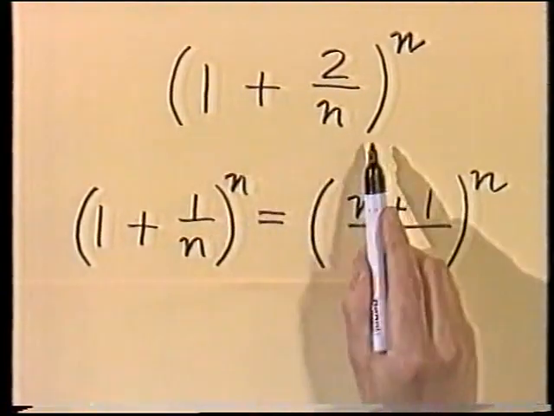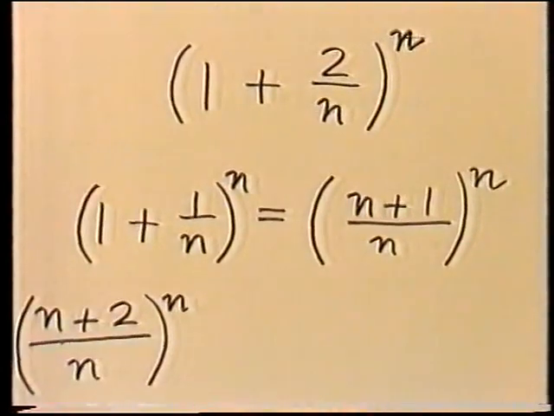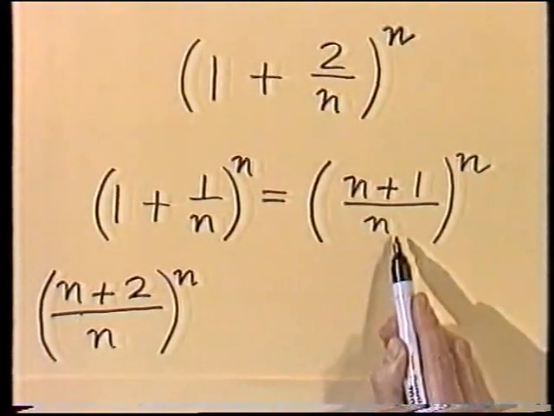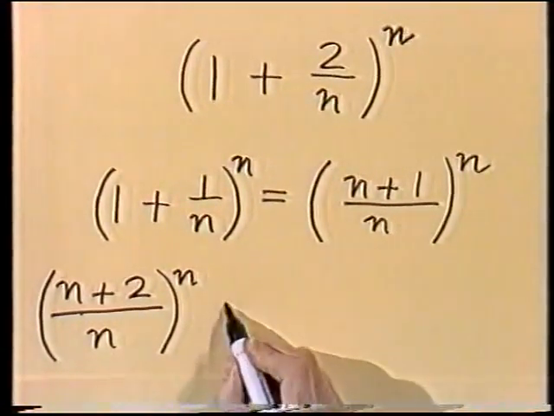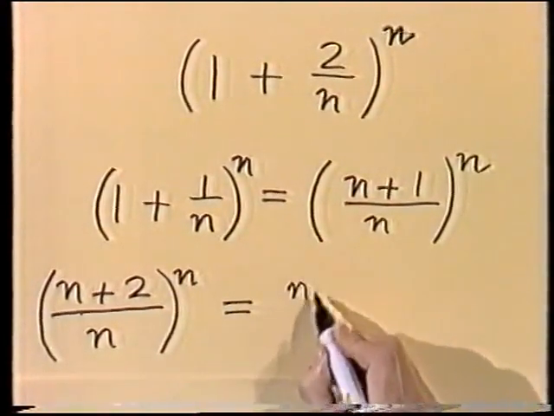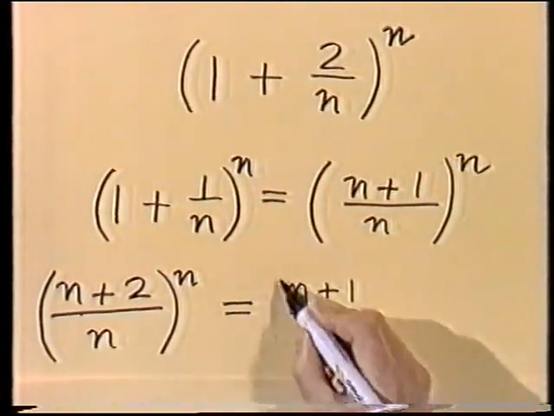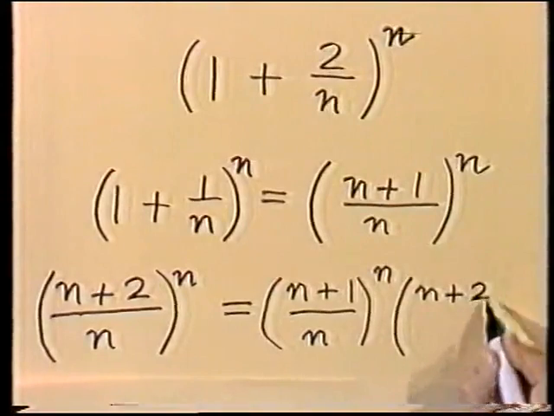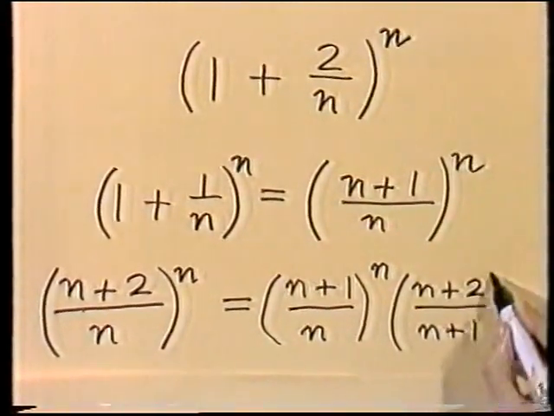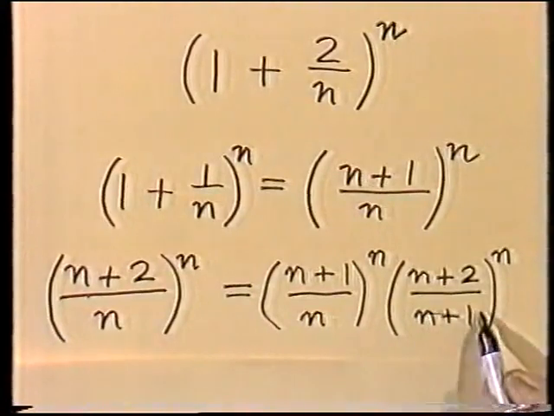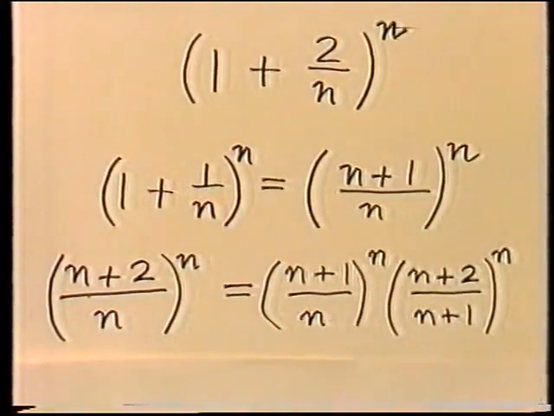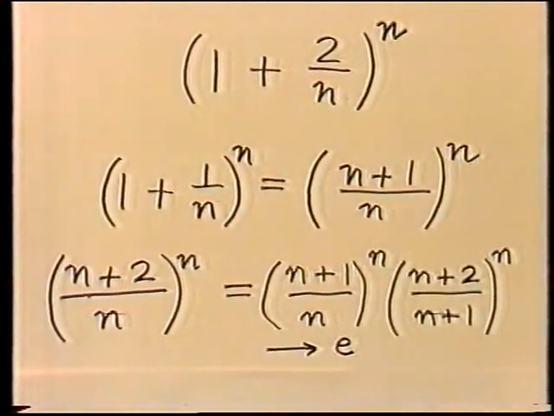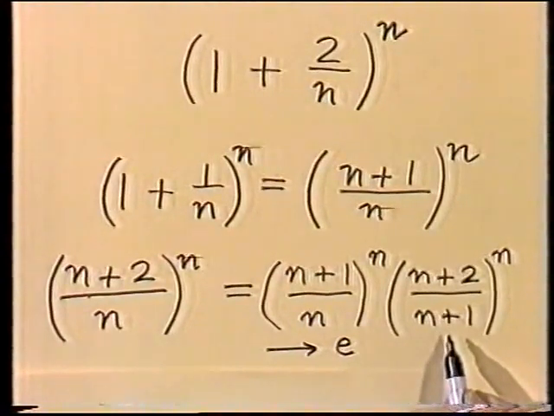Now I'm going to write this sequence in the same kind of way, and what we get is this. Well, it's possible to write this sequence in terms of that sequence. This is what we get, times ((n + 2)/(n + 1))^n, because you see the (n + 1)s to the power n cancel. Well, we know that the limit of this sequence is e. And it's possible to show that the limit of this sequence is e too.